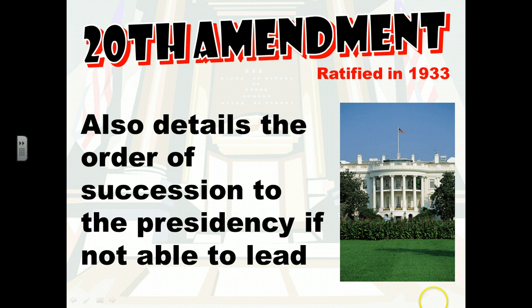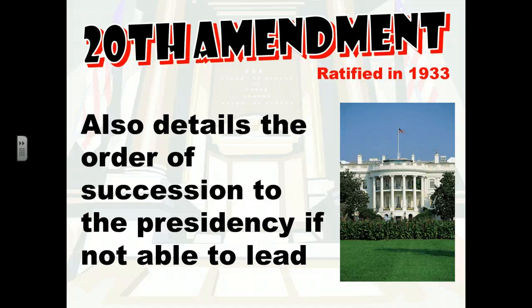Also, the 20th Amendment does detail a little bit about the order of succession. So there was never really an official plan for what happens if the president is assassinated, or what happens if the president is not even assassinated, but maybe just injured, or maybe has a stroke or isn't able to make decisions. They didn't really have a specific order. They just always went by, oh, the vice president's going to take over, but they didn't have a lot of plans after that officially.